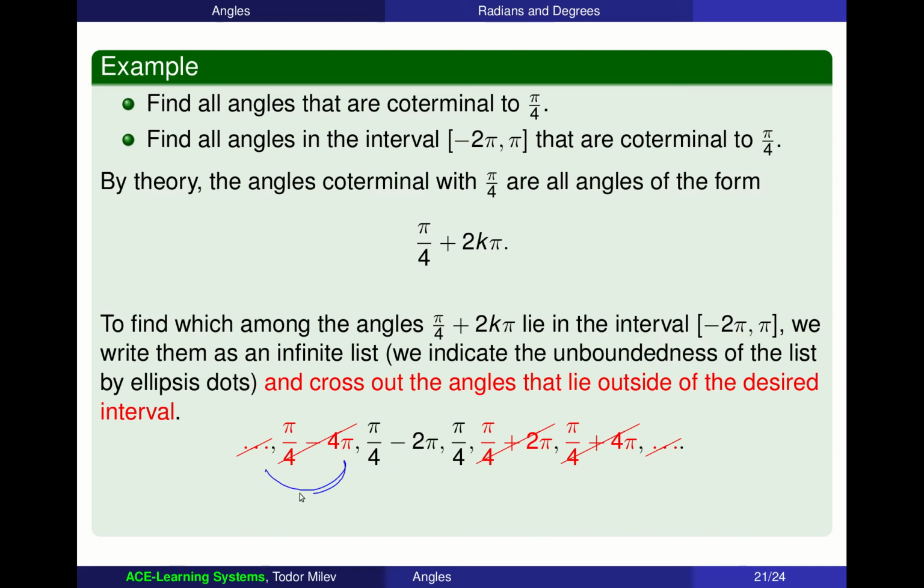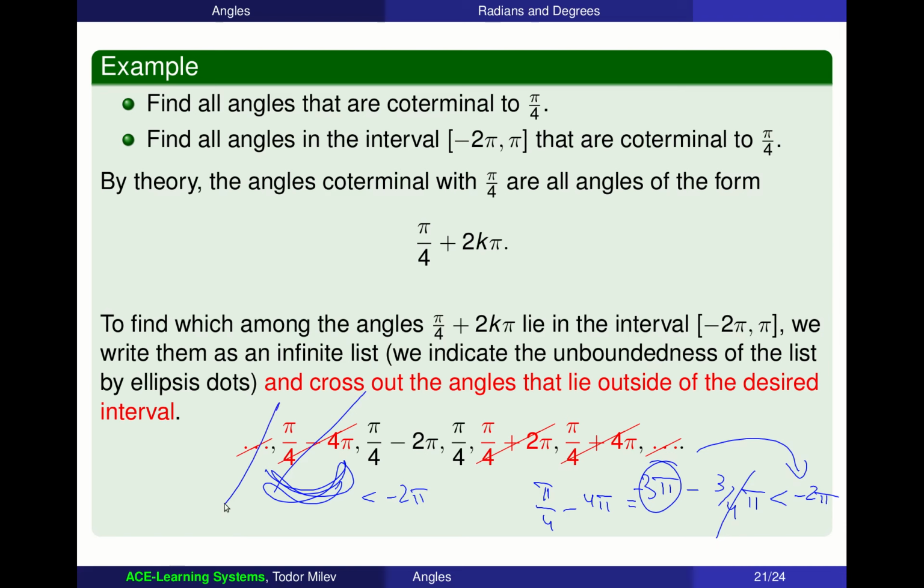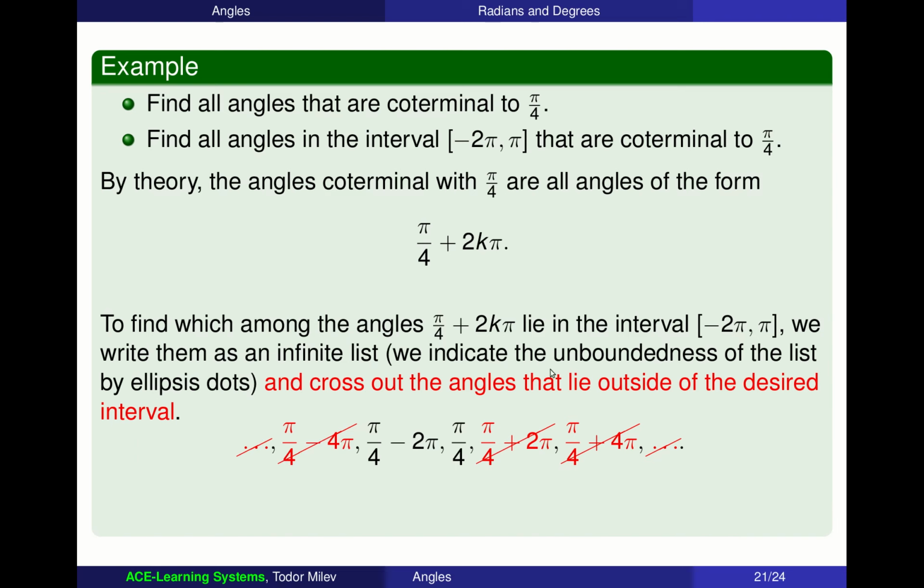And finally, this number here, that is less than negative 2 pi. Why? Well, because pi over 4 minus 4 pi is, let's see, I guess it's negative 3 pi minus 3/4 of pi, which is definitely less than negative 2 pi, right? Because you add pi to this, and this is less than that, and you can just forget about that term. So we need to cross that term, and by the same token, all terms to the left of the first term on the left we crossed, they also get crossed out. And that's our final answer.